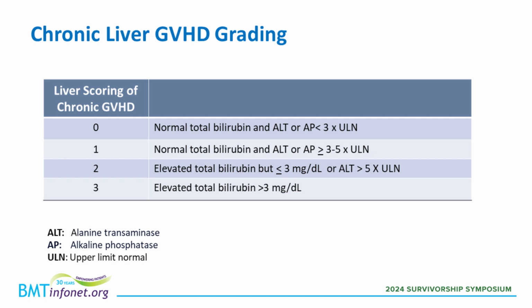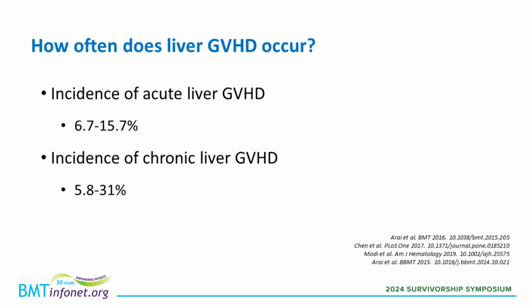Because the clinical signs and symptoms can vary between patients and do not accurately reflect the severity of the disease, our scoring for acute and chronic GVHD is based off of the lab values. So here we show the scale that's used for chronic graft-versus-host disease that uses the total bilirubin, the ALT, and alkaline phosphatase numbers. These are all results on a comprehensive metabolic panel, or CMP, that is routinely ordered by your provider. Next slide.